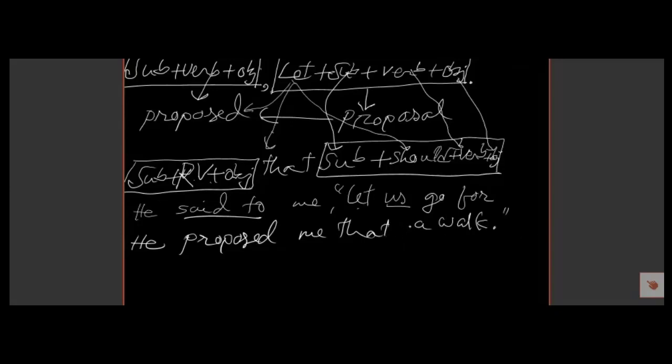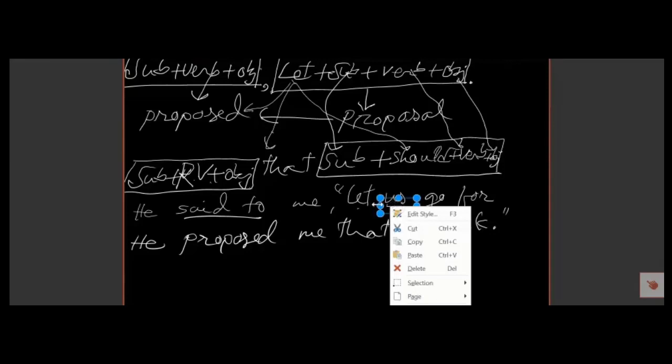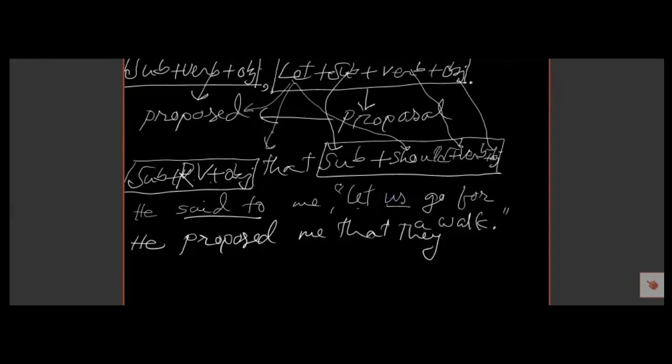He proposed to me that they... Let us: "us" is first person, so it will follow the subject of the reporting verb. Here the subject is third person, so it must be third person, and it is plural, so third person plural will be put here. So "let us" has been changed into "they".